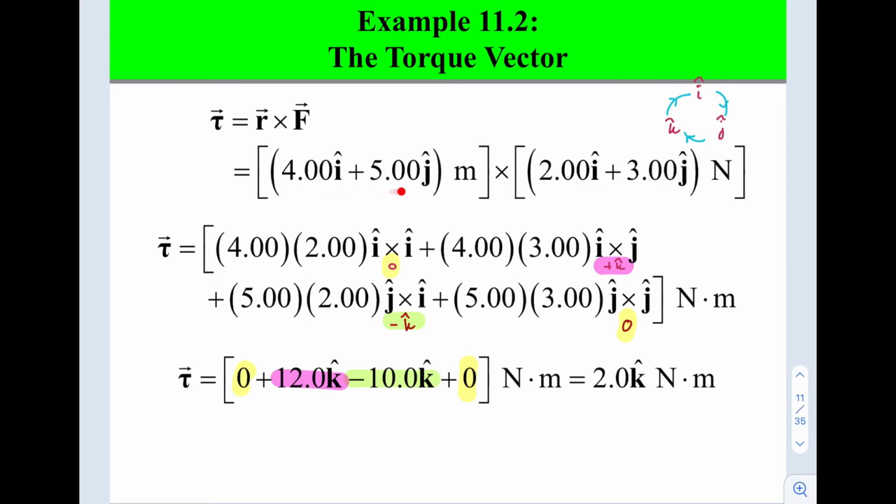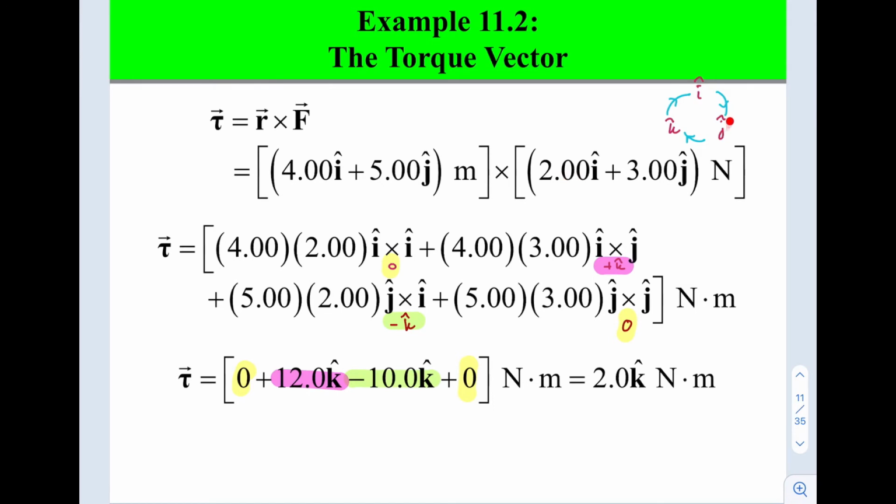Right. As we know, the definition of torque is r cross F. So we have our r here and here is our F. Don't forget this method, right? Now we are going to do the cross. For here we have 4i multiplied with 2i, the product i cross i is 0, gives us 0 here. Then 4i multiplied with 3j. i cross j is positive k. So we have 4 times 3, 12k, and it's positive.